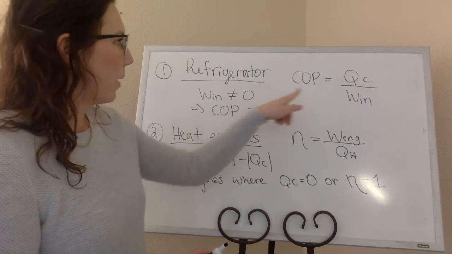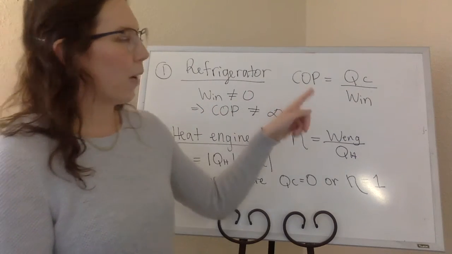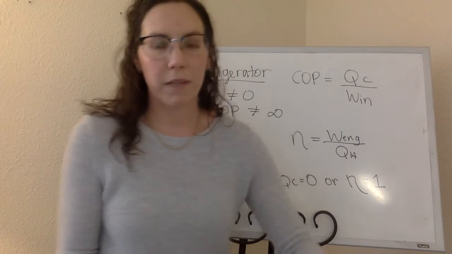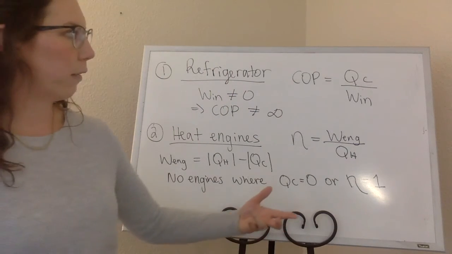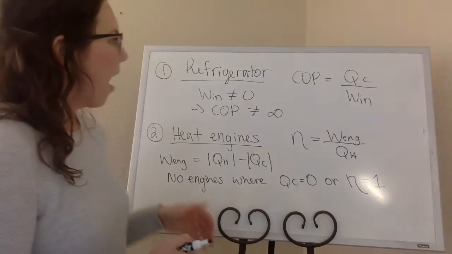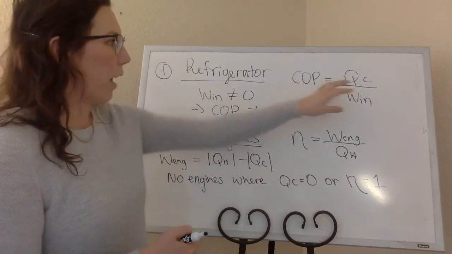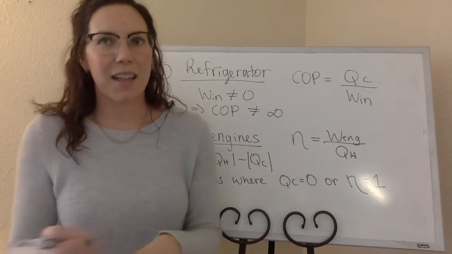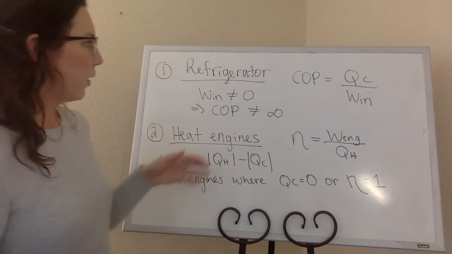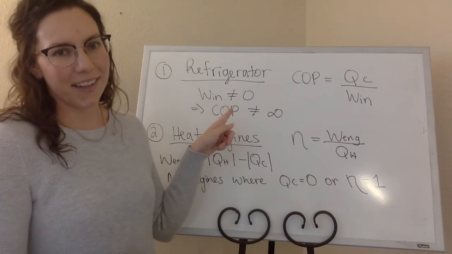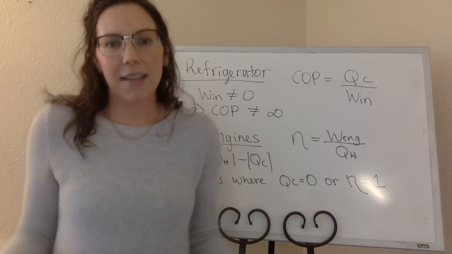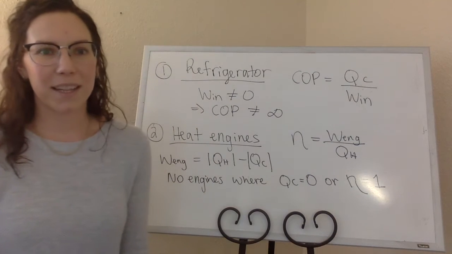So that means that the limit on this was that the COP, the coefficient of performance, cannot go to infinity. So the coefficient of performance for the refrigerator is QC over the work done on the gas. And we can't have that work being zero because that would mean that heat does transfer from cold to hot spontaneously. So we need to have the work done non-zero, which means that the COP can never reach infinity. And that is a consequence of the second law of thermodynamics.